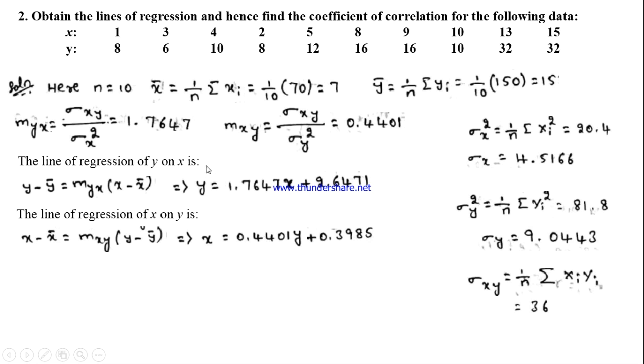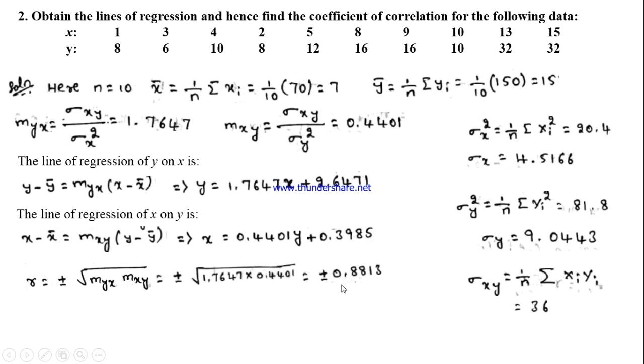This one is used to estimate the value of y, and this one is used to estimate the value of x. Let me proceed further. The question demands us to find the coefficient of correlation. Now to do this, I will make use of regression coefficients and use the formula r is equal to plus or minus square root of myx into mxy. On substituting these two values in this and simplifying that, you will get plus or minus 0.8813.